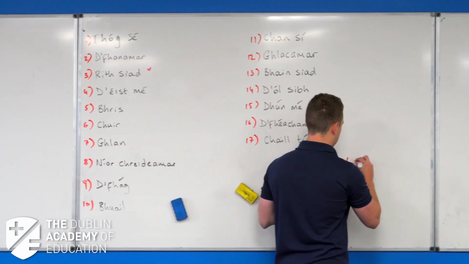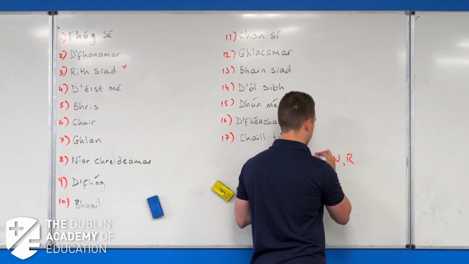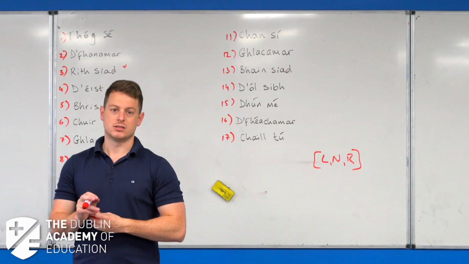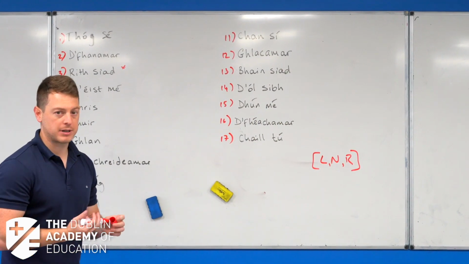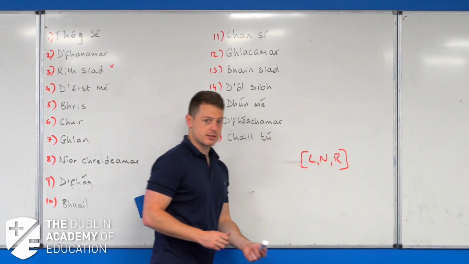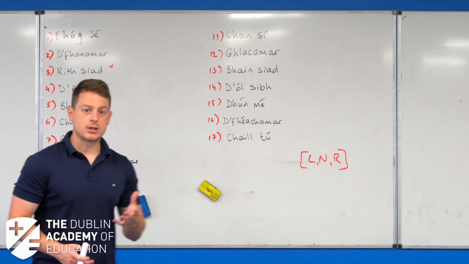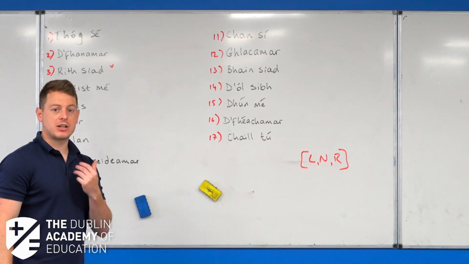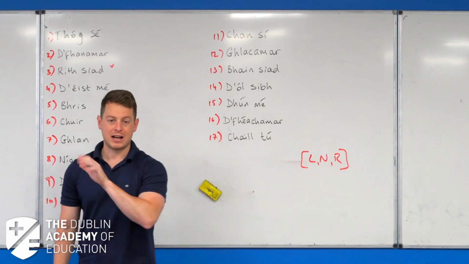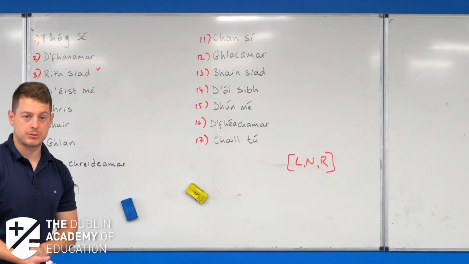The letters L, N, and R. Think of a girl called Eleanor, who's a rebel without a cause. She doesn't follow the rules. She does whatever the hell she wants. And even though L, N, R are consonants, they don't take a séimhiú. Eleanor will never take a séimhiú in the Irish language. The letters L, N, and R will never take a séimhiú, and they will never take an urú in the Irish language. Okay?